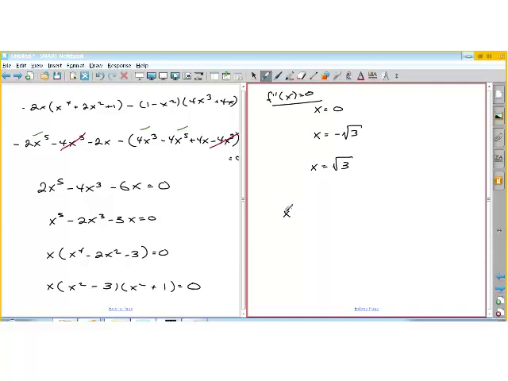How did I get that? Well, if you set x squared minus 3 equal to 0, add 3 to both sides, take the square root, you get x is equal to plus or minus the square root of 3. So there you go. So those are our 3 points of inflection. Actually, possible points of inflection.